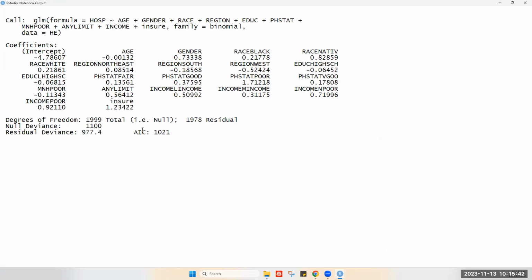So the null deviance is like the standard deviation of the y's. The residual deviance is the deviance, the standard deviation of our residuals. They don't use the term standard deviation because our residuals look a little bit different in this case. But the general thing to interpret is that if there's a positive coefficient, that increases the probability. If there's a negative coefficient, that decreases the probability.